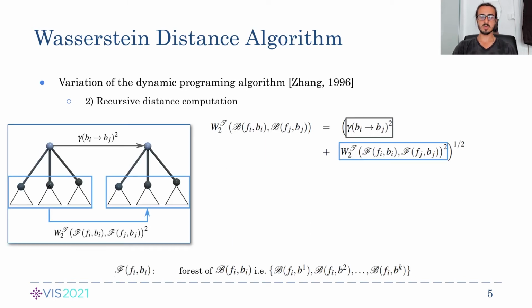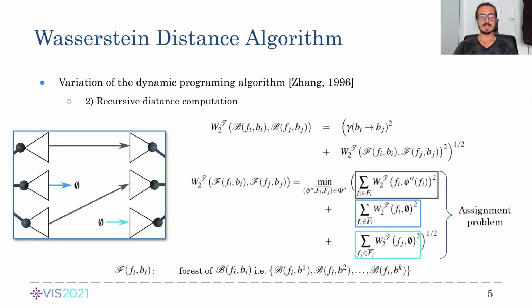We define the distance between the subtree with b_i as a root and the subtree with b_j as a root, as the cost of transforming the node b_i to b_j, plus the cost of transforming the forest of b_i, so these subtrees, to the forest of b_j. The distance between two forests is actually an assignment problem between their subtrees. The costs involved in the assignment problem are the previously computed distances between the subtrees at a lower level and the distances to the empty tree. This is a recursive definition. The black term here actually corresponds to the distance between BDTs of this term.